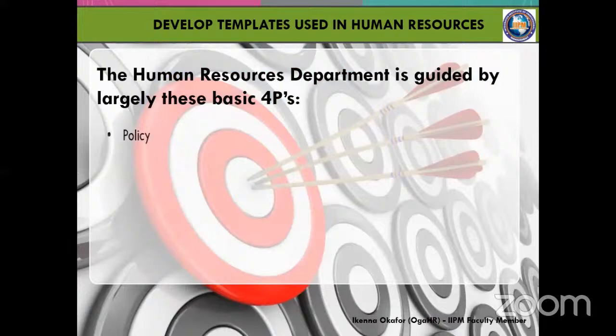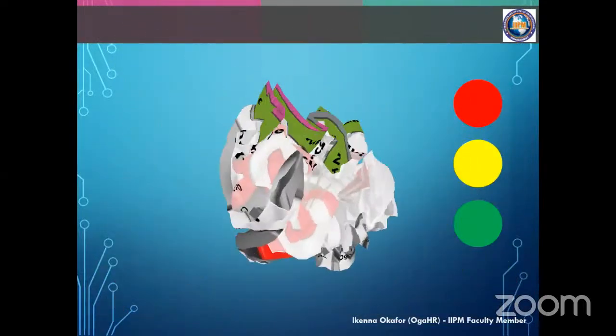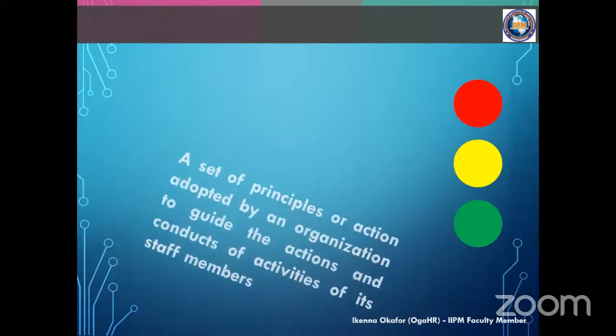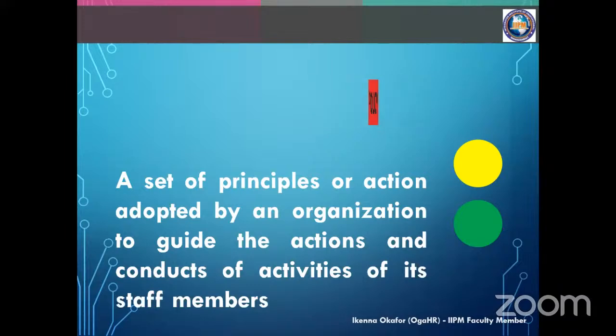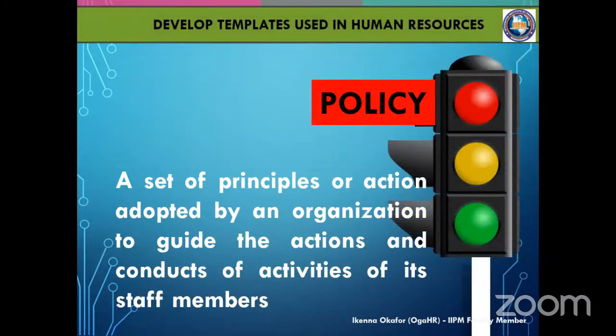The four P's we mentioned earlier are policy, process, procedure, and people. These are the four P's in human resource management. The first one, policy, is a set of principles or actions adopted by an organization to guide the actions and conduct of activities of staff members. There are principles that should be followed, guiding activities.